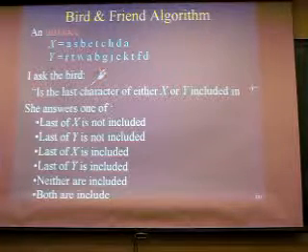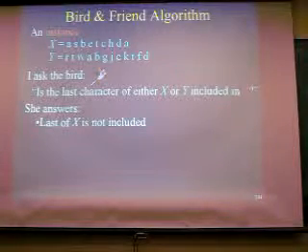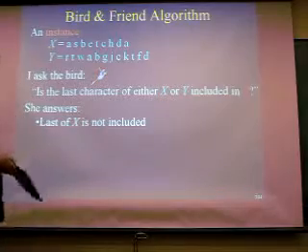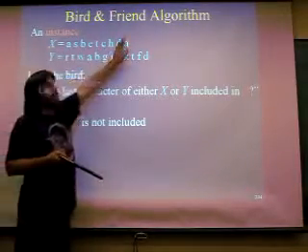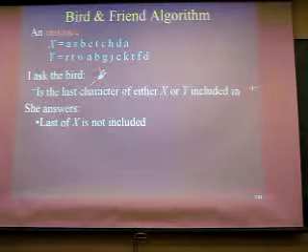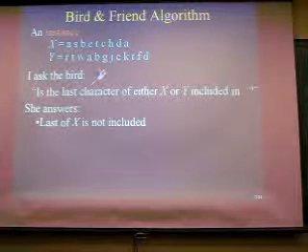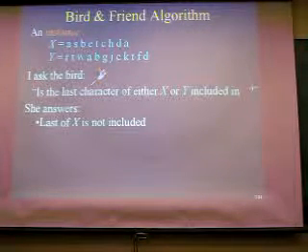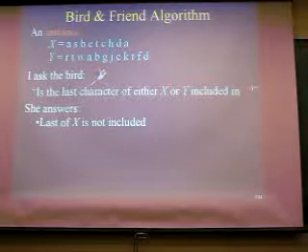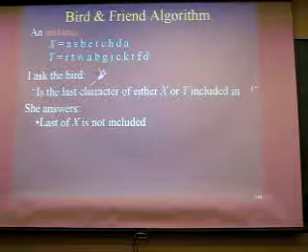Everybody with me here? All right, so suppose she says the last of x is not included. This A here is not in the solution. We need to now ask the friend a question. We need to give the friend a sub-instance. What sub-instance should we give the friend? When you say the last of x is not included, does that imply that the last of x is included? No. All that's implied is the last of x is not included.